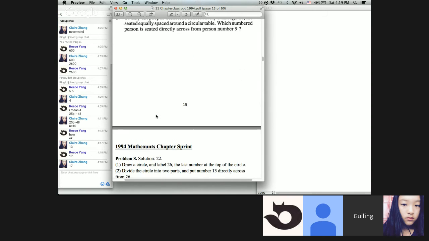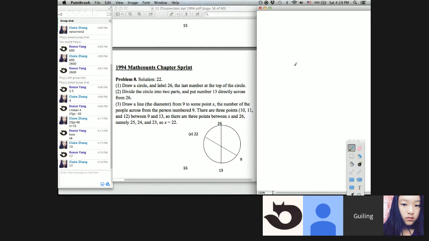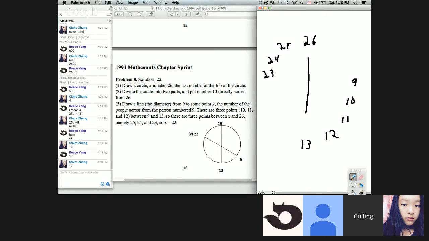So the way the solution says is draw a circle labeled 26. So if 26 is here, then 13 is going to be directly across from it, because it should be split in half since 26 is even. And then if 26 is on one half and 13 is on the other, then going clockwise, this should be 12, 11, 10, 9, and then likewise, this should be 25, 24, 23, 22, and then 22 would be across from 11.